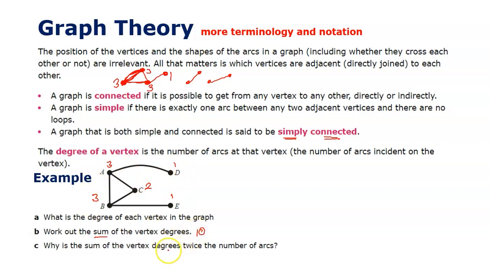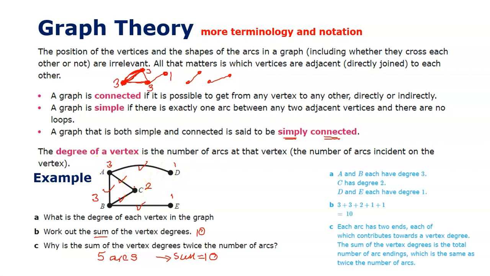And there is a link here, by the way, and this link is actually being asked about in question C. Why is the sum of the vertex degrees twice the number of arcs? You'll notice I've got 1 arc, 2 arcs, 3 arcs, 4 arcs, 5 arcs. So there are 5 arcs, and the sum that we just calculated was 10. So this is what they mean by saying it's twice as big. And it's basically because whenever you draw an arc, there's 2 ends to it. There's this end and there's this end. And that will count twice in the vertex degrees.